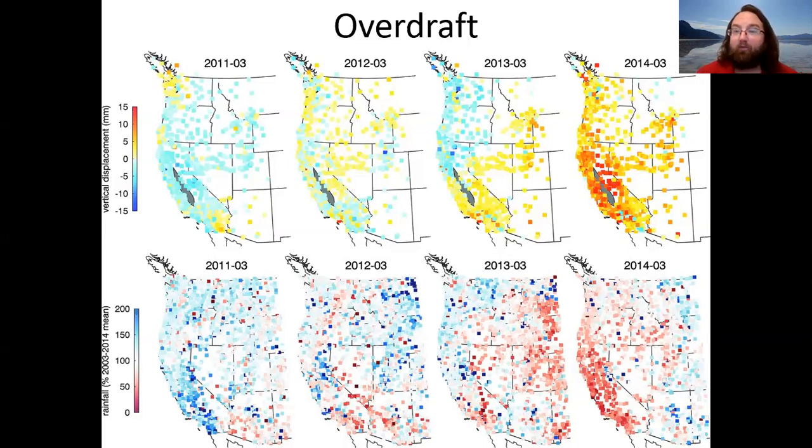Point being that in 2014 and 2015, we were removing more water from our aquifers in the western parts of the US than was being recharged by rainfall. When that happens, we have a condition called overdraft.